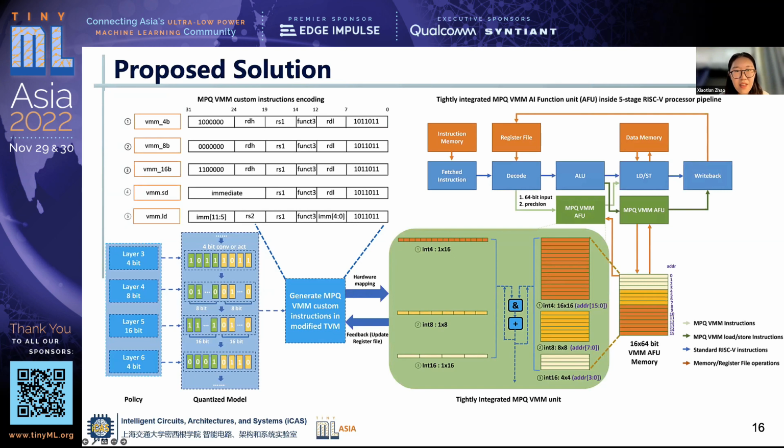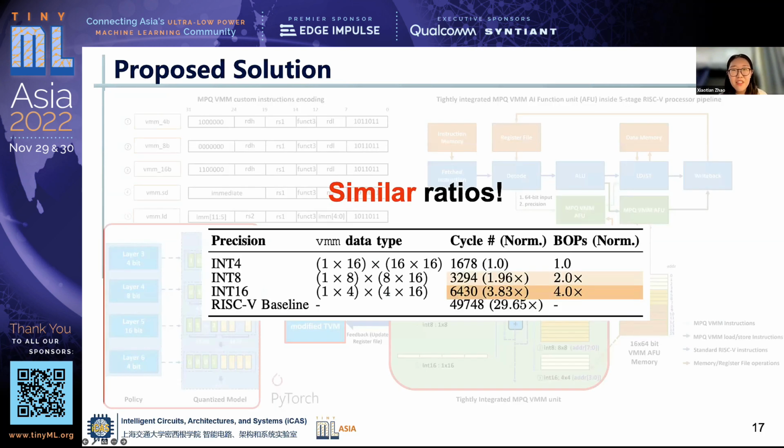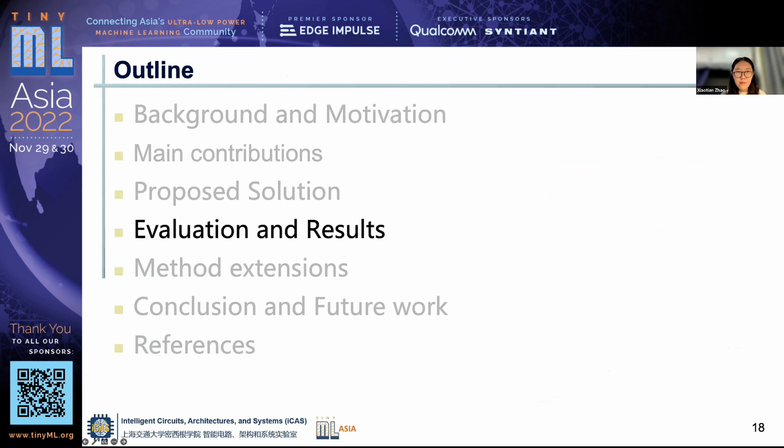To further justify our choice of BOPS as a hardware proxy, we compare the ratios of CPU cycles and the BOPS. We can see that they share similar ratios, so we can believe that BOPS really makes sense as a hardware proxy. Then I will talk about the evaluation and the results of our work.